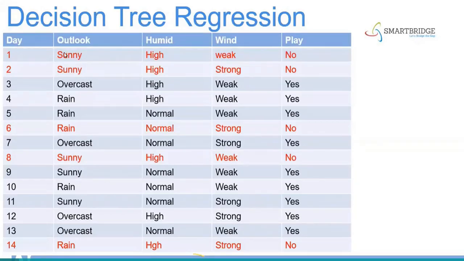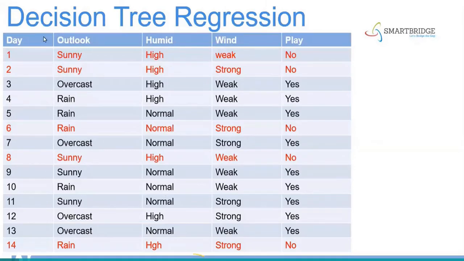On day 1, the outlook was sunny. It was very humid, high humidity. Wind was very weak, so he didn't play anything. On the next day, it was sunny. Humidity was very high. Wind was very strong, and he still didn't play. The next day, overcast. These are the data in the data set, which say whether the boy will play or not.